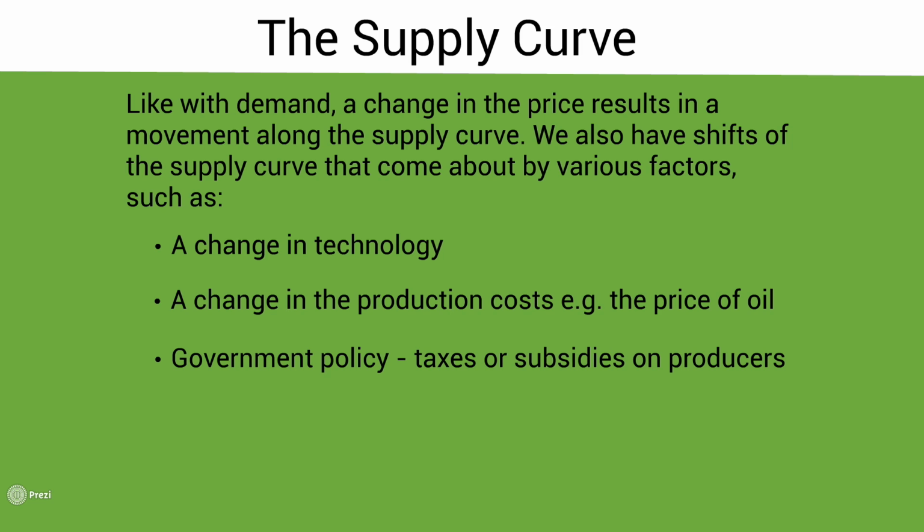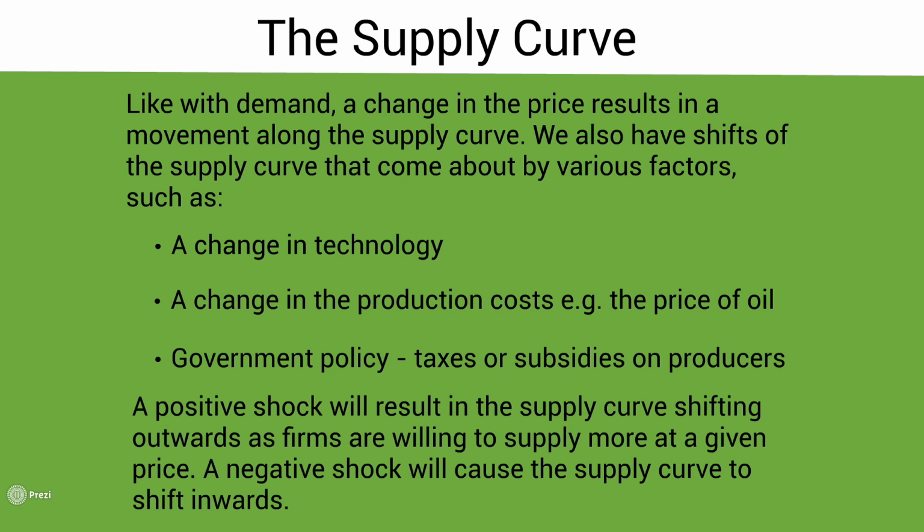A subsidy has the opposite effect. If a subsidy was placed on a good or service, it would mean that firms are more willing to supply this good to the market, and this causes the supply curve to shift outwards. So a positive shock will result in the supply curve shifting outwards, and a negative shock will result in the supply curve shifting inwards. The change must be a shock, because if firms had expected it, then they would have already factored this change into their supply curve.